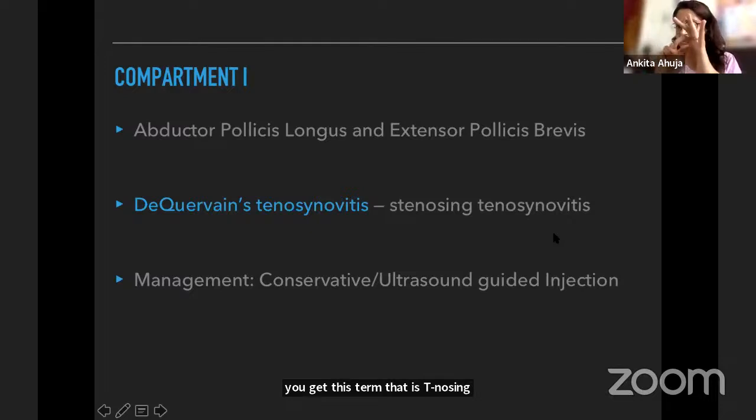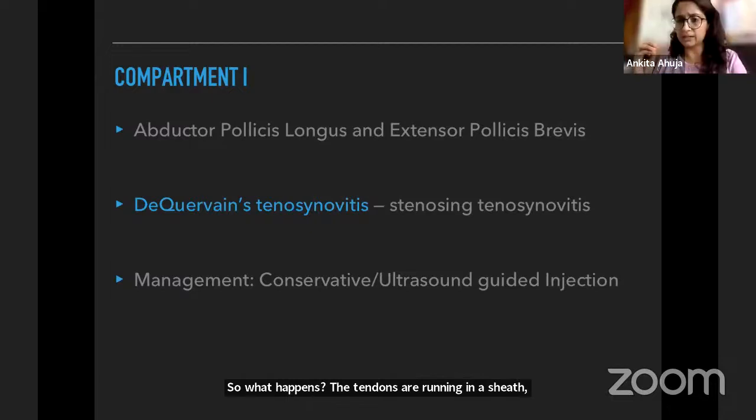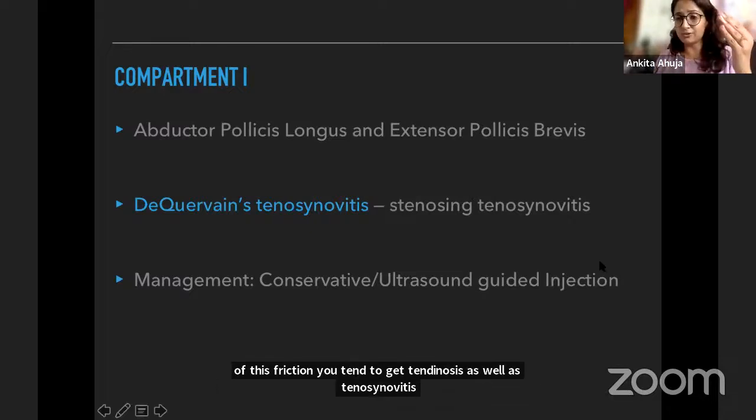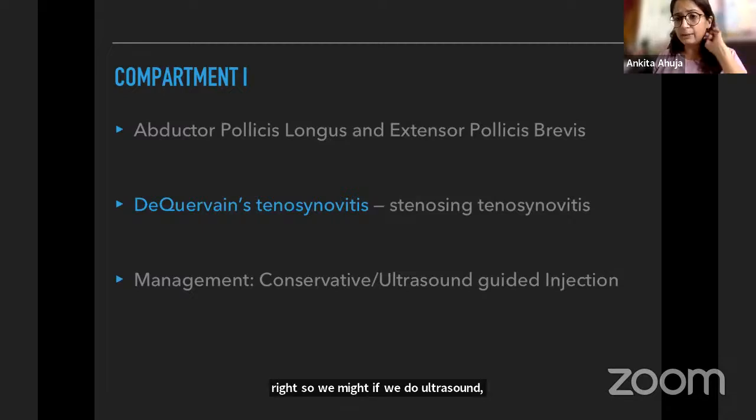So what happens? The tendons are running in a sheath, right? So the sheath starts to become thicker and thicker. The sheath is becoming thicker and the tendon is having friction while moving within the sheath. And because of this friction, you tend to get tendinosis as well as tenosynovitis, right? If we do ultrasound, it might be a little difficult with MRI, but with ultrasound, you will even be able to pick up the tendon sheath thickening, right? So that is actually the cause, which is causing restriction of movement of the tendons within that particular compartment.